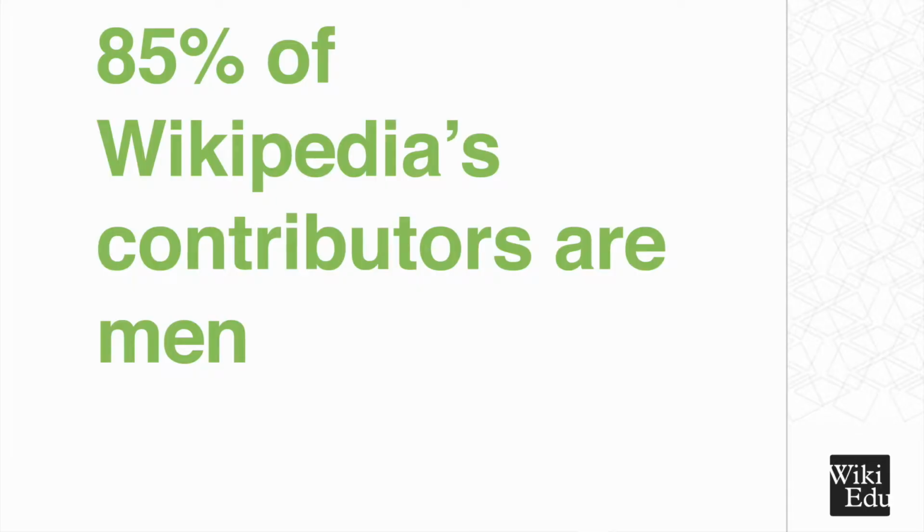One of the reasons, which you might have heard about, is that 85% of the contributors to Wikipedia are men, the majority of whom are young, white, and from the Western world. And you know what? These people are volunteering their time to edit an encyclopedia for free. I'm not taking away from the work that they're doing. But they are definitely not a reflection of the world. They are not a reflection of the sum of all human knowledge.